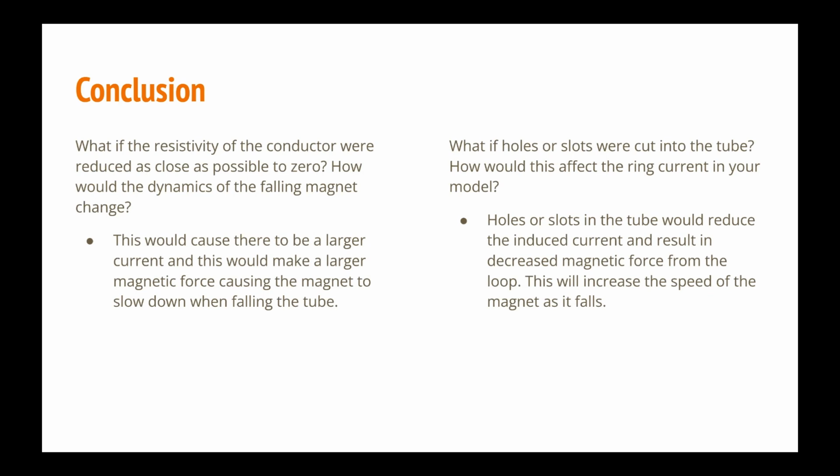And what if there were holes or slots cut into the tube? How would this affect the ring current in your model? Holes or slots in the tube would reduce the induced current and, as a result, decrease the magnetic force from the loop, and this would increase the speed of the magnet as it falls.